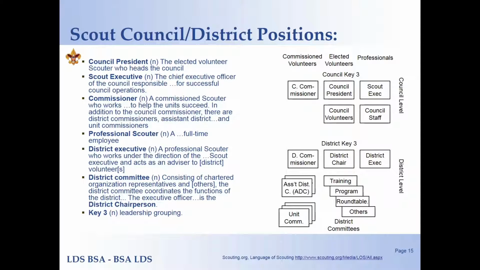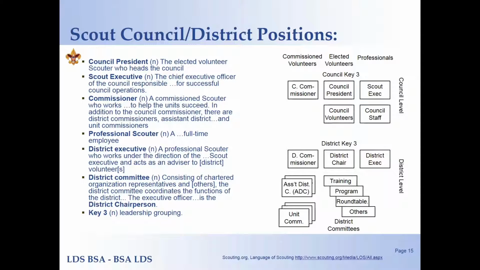Below the council president, the commissioner, and the scout executive staff, there are additional volunteers that function for running the council operations. As we said earlier, in scouting there's also another administrative level called the district. The district has a mirror of the council in that it has a district key 3. It has a district chair who is an elected volunteer. It also has commissioners who are specialists in scouting. Then there is the district executive, who is a paid professional for scouting.